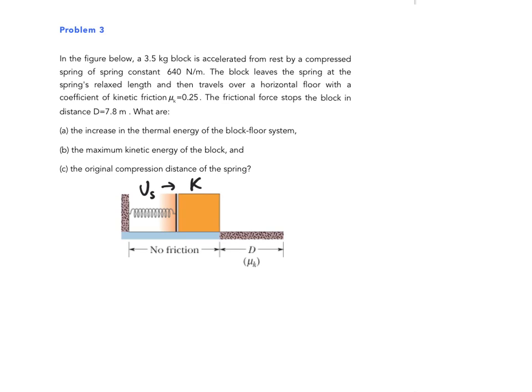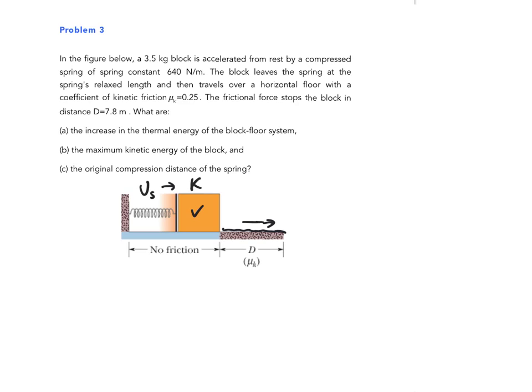It leaves the spring and then travels over a horizontal floor, this section here, which has some friction. Friction meaning we lose kinetic energy. So we lose all of this kinetic energy here, it gets dissipated across this surface. It gets dissipated by the work due to friction.